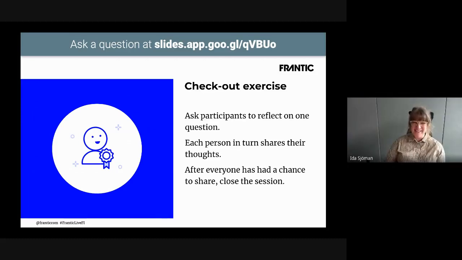As it happens usually with checkout exercises, at this point of your session, you probably have 5 to 2 minutes left. Again, you don't want to keep people too long. You know that they probably have another online meeting starting right after yours. So you really want to make sure that you have time for this.